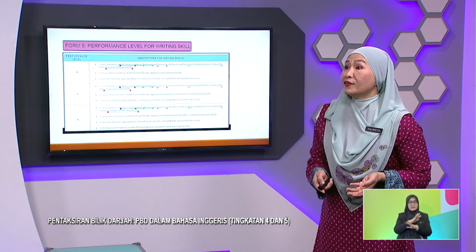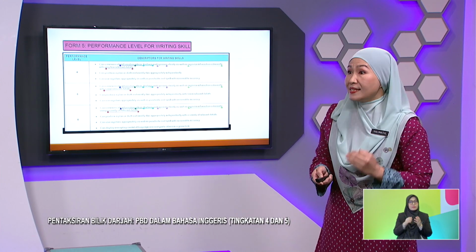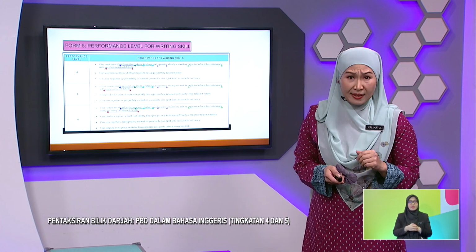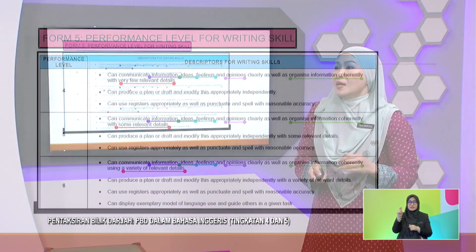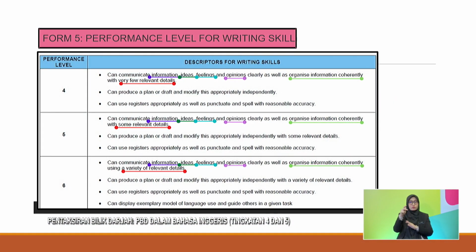Okay. And as you go further up, 4, 5, and 6, let's take the TP6 example. Communicate information, ideas, feelings, and opinions. So in order to award a child 6, they have to fulfill all of this. Information, ideas, feelings, opinions, as well as organize all of this coherently. That's the key word there. Okay. Using a variety of relevant details.